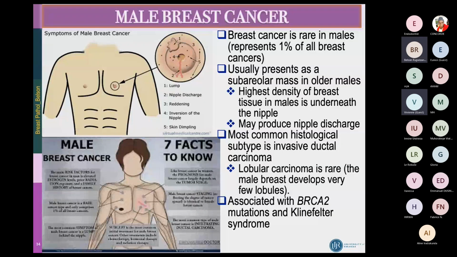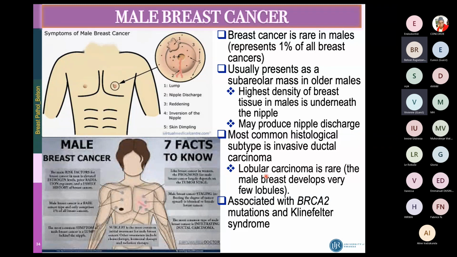So we end with male breast cancer. It is rare, it represents 1% of all breast cancers. Maybe there are more because we are more pathologists. There are other pathologists.